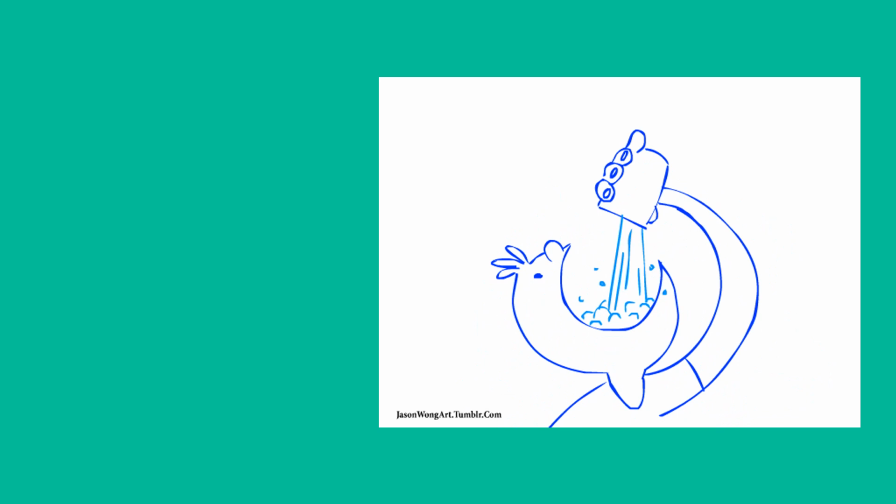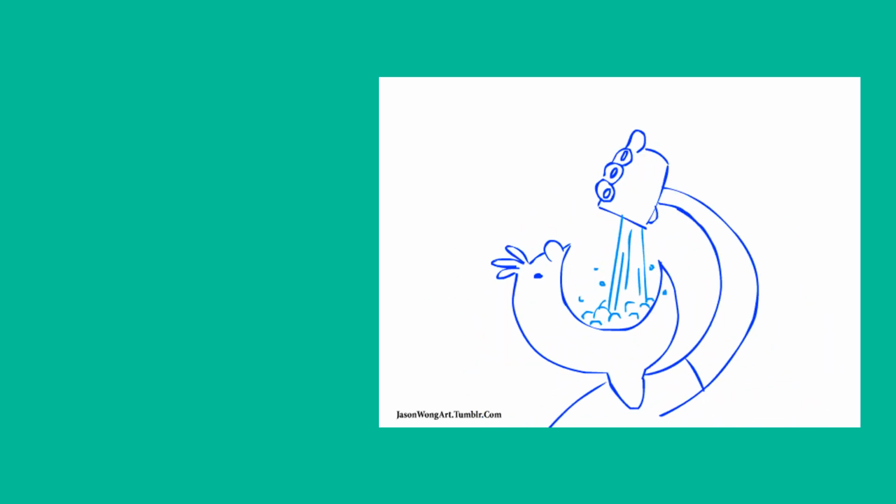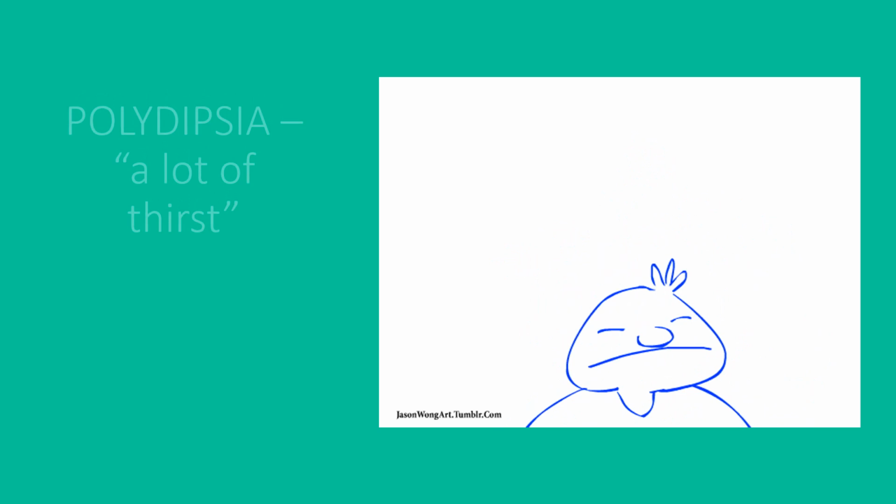And because there's so much urination, people with uncontrolled blood sugar levels feel dehydrated and thirsty, a condition called polydipsia. Poly means a lot and dipsia means thirst.